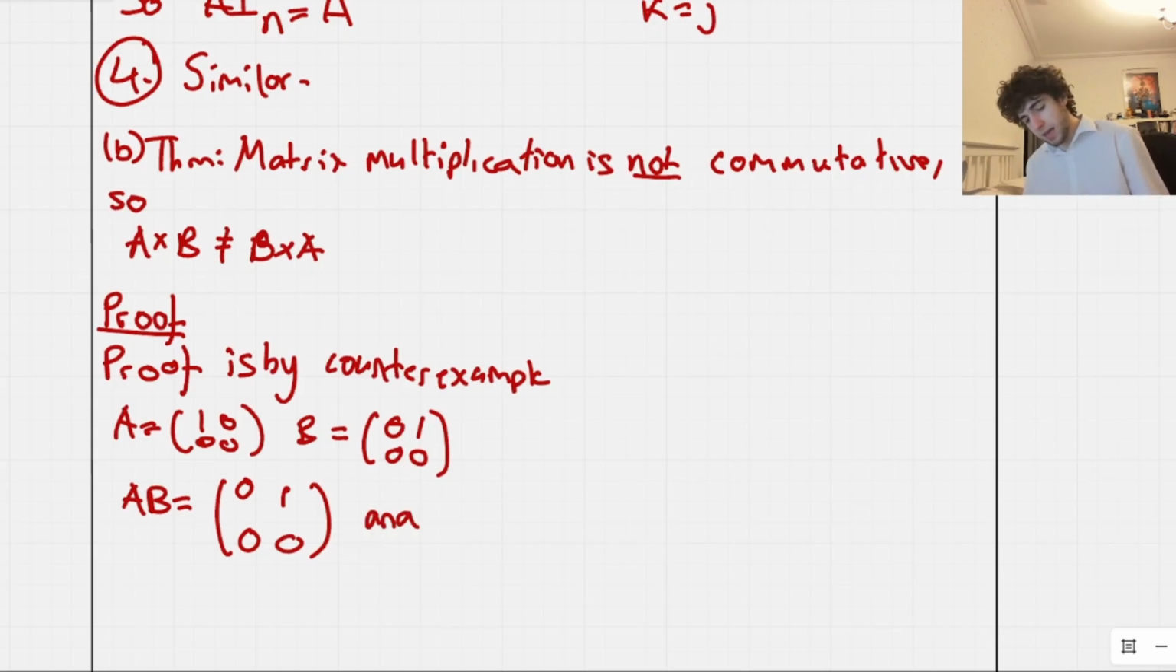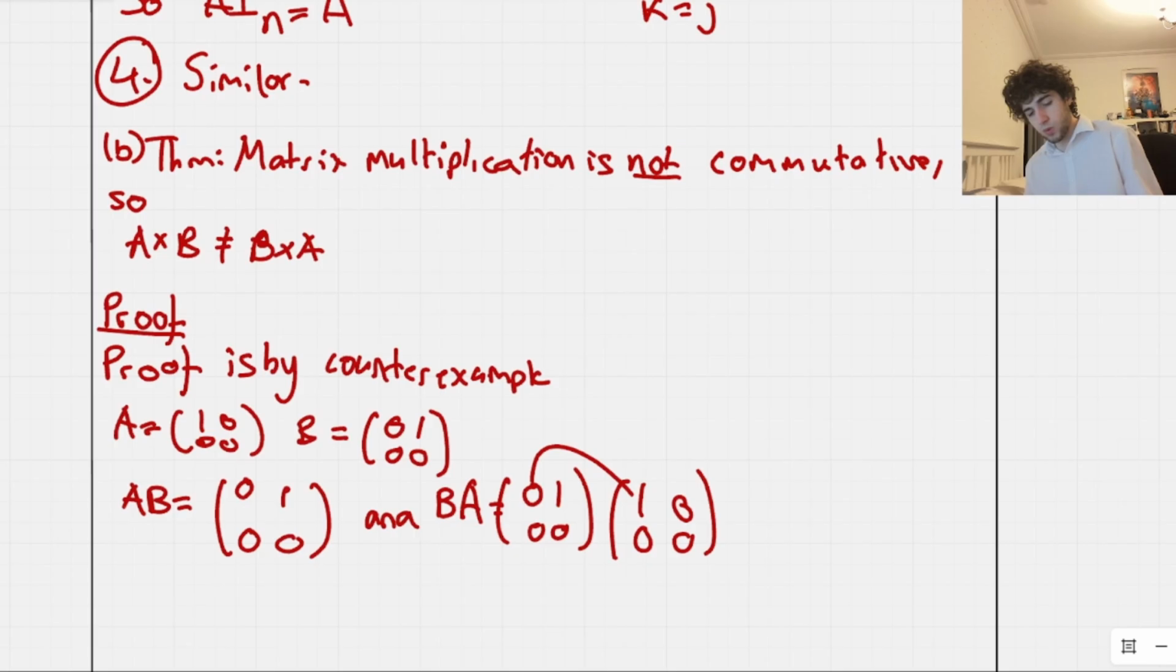And BA, if you just do it, what you're going to get is, well, let's do it, just to make sure you believe me, and I didn't get it wrong. This is going to be 0 times 1 plus 1 times 0, so that's going to be 0. 0 times 0 plus 1 times 0, 0, right? And already it's different, right? Already it's different because it's not 1. Okay, that's really all we care about.